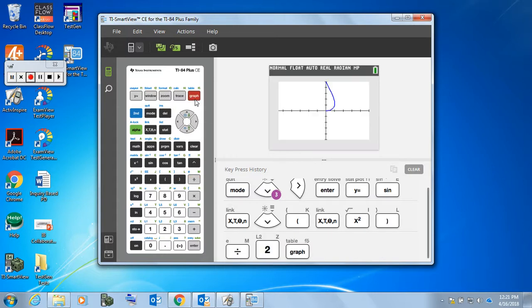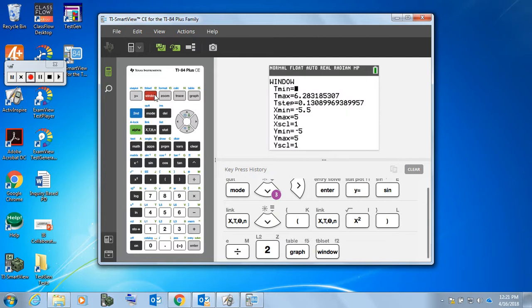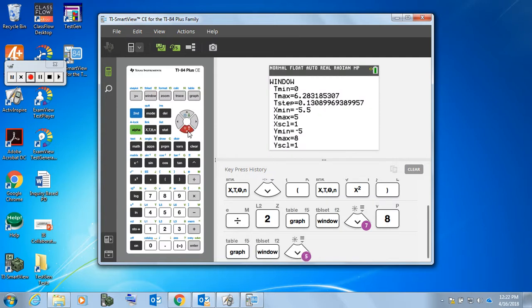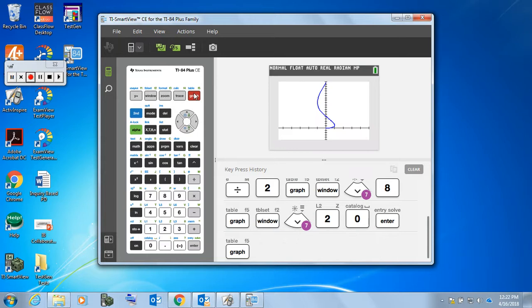Let's take a look at this graph. You can see our graph floating through in here. Let me change this window a little bit because we need to get a little higher on the y side of things. I guess we'll go to 8. Still not high enough, so we'll go all the way up to 20 here. Let's see what happens. All right, we're starting to get a little more of the gist.